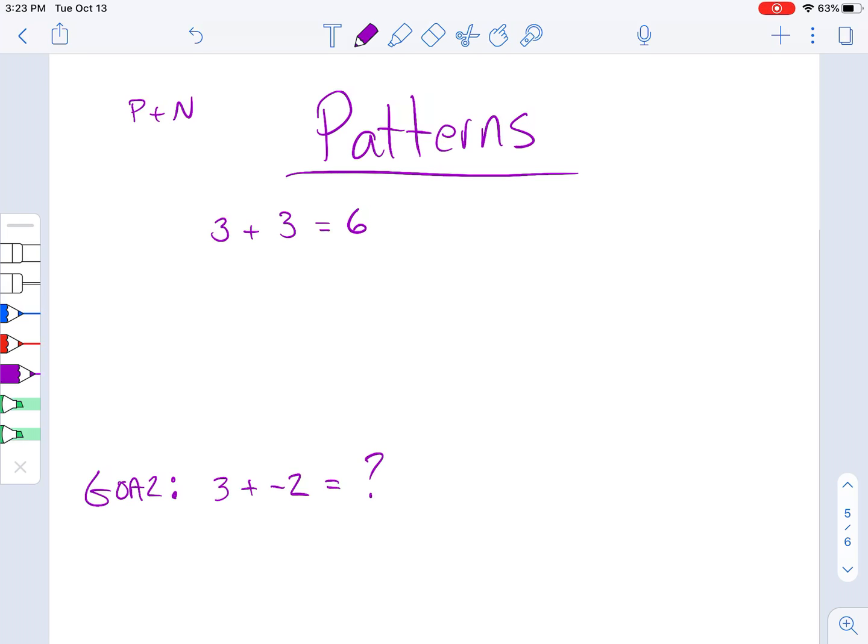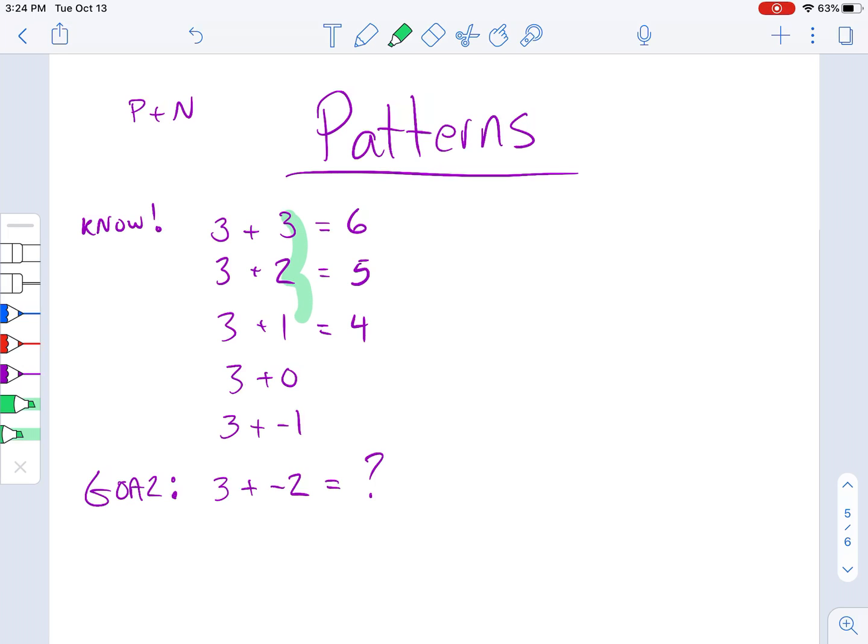So we don't know what this is. So what I'm going to do is create a pattern. So I'm going to start somewhere I am sure of. I know this. I also know this answer. I also know this answer. And so notice I am using a pattern. I am keeping one thing consistent, and then I am changing this by 1 consistently. So my next entry will be 3 plus 0, then I will have 3 plus a negative 1. So notice I am going down by 1 consistently.